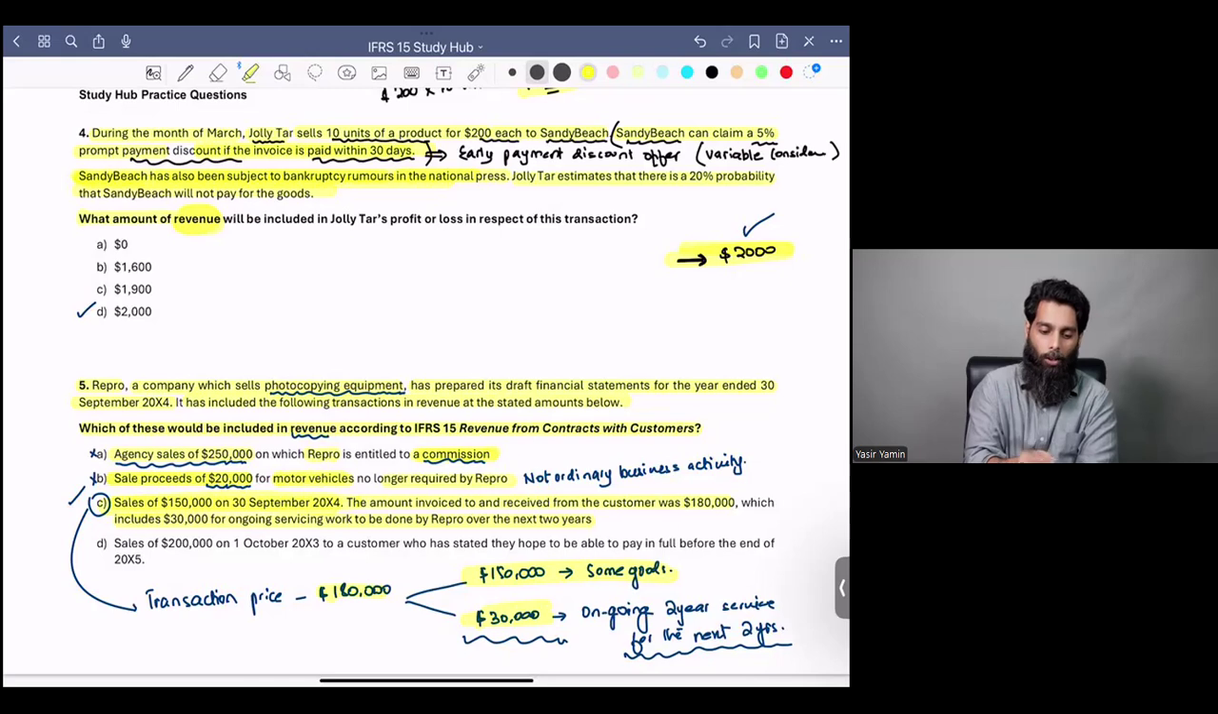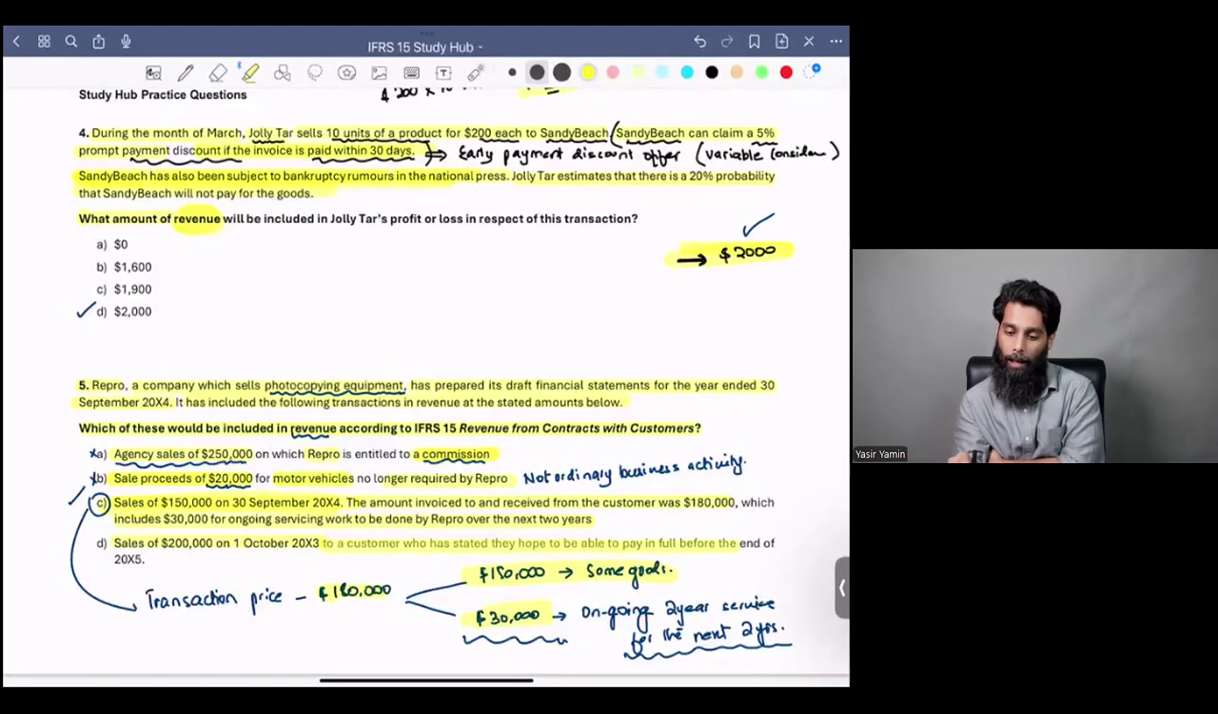D, obviously D is not the answer because C is the answer, but let us just go and read it out. Sales of 200,000, which happened on 1st October X3 to a customer who has stated that they hope to be able to pay in full before the end of 20X5.